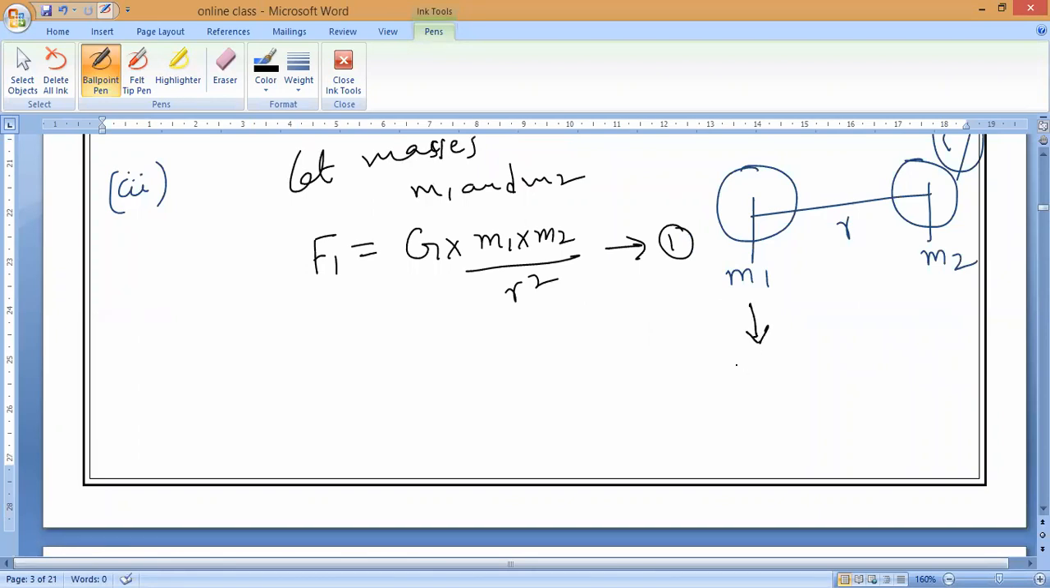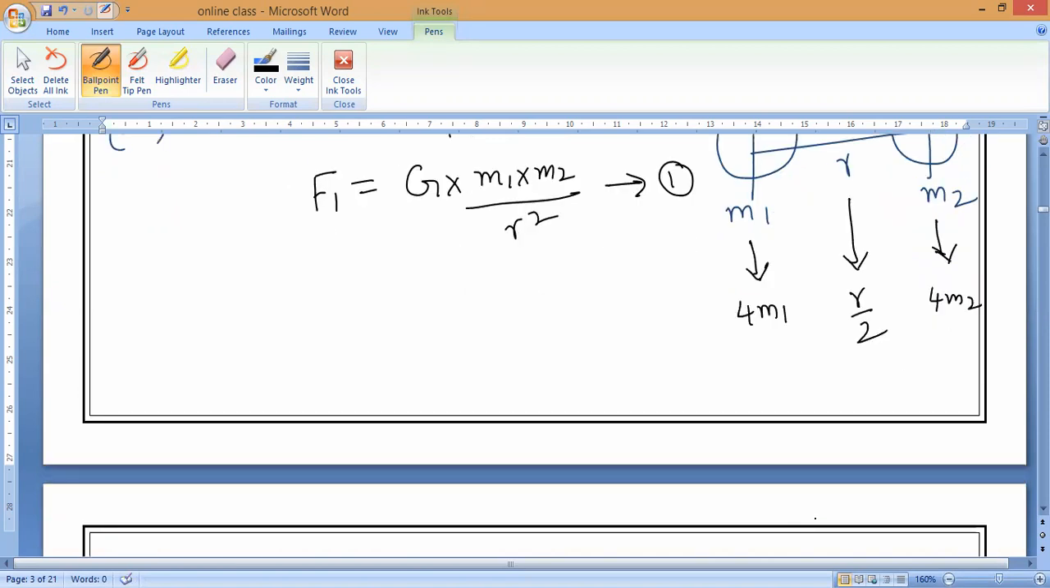Masses become 4 times, so quadruple: 4m1 and 4m2. And the distance becomes what? R halved, becomes R by 2. Understand? Halved, R by 2. So R becomes R by 2. This is the new case.